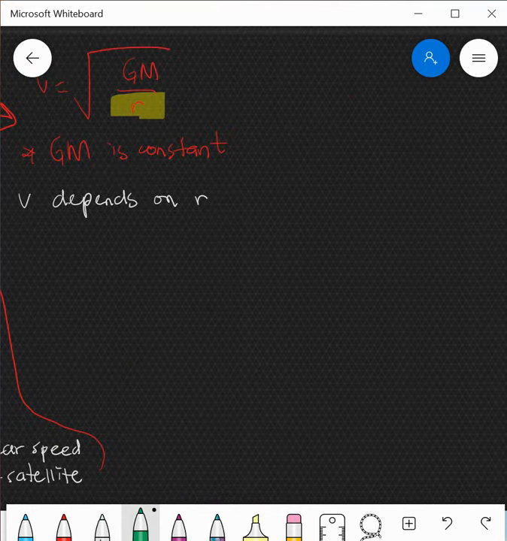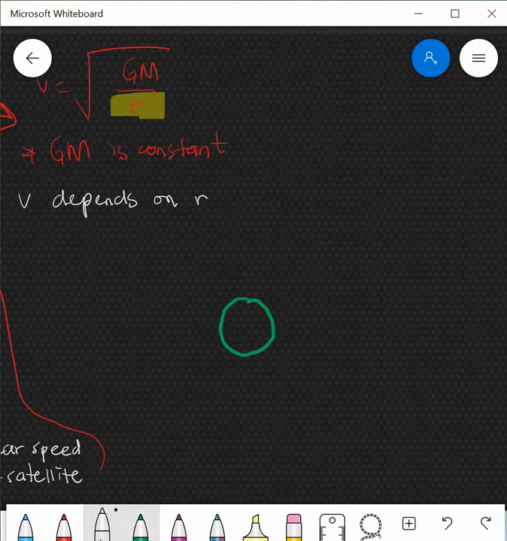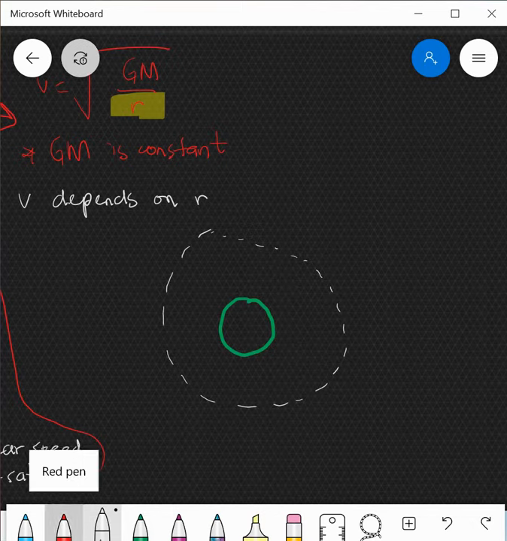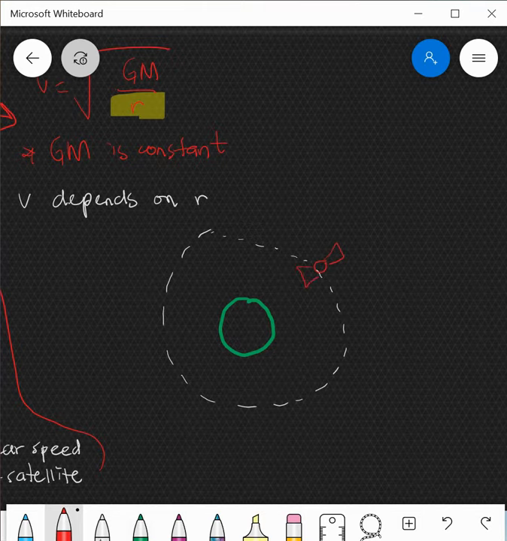Okay, so now kita pergi spesifik sikit. So this is Earth. Okay, and we have orbit, and we also have satellite. Okay, macam ribbon ni.